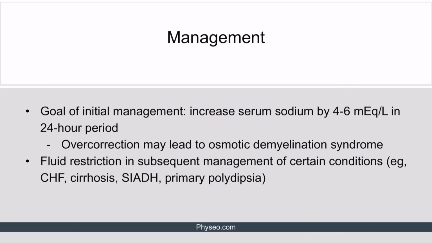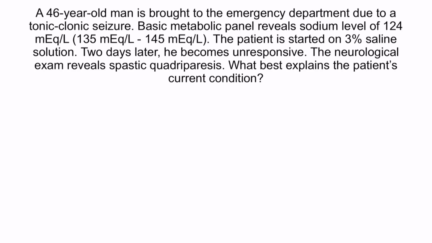Let's finally address some general rules in the management of hyponatremia. Our goal of initial management is increasing serum sodium by 4 to 6 in a 24-hour period. It is extremely important to note that increasing serum sodium should not exceed 8 milliequivalents per liter in a 24-hour period. This is because overcorrection of hyponatremia may lead to osmotic demyelination syndrome. Lastly, in the subsequent management of hyponatremia, fluid restriction is needed in some conditions, like CHF, cirrhosis, SIADH, and primary polydipsia.